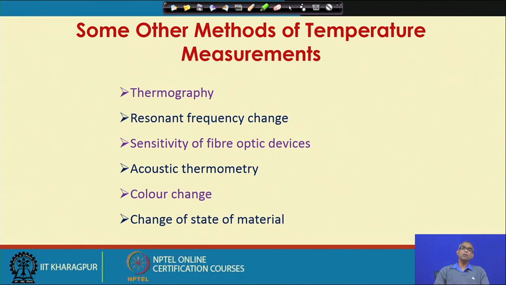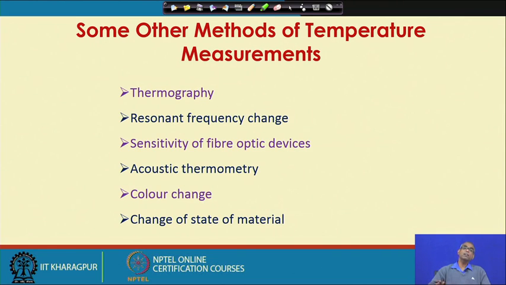So, change of state of material may be as simple as you make a cone, say take a metallic cone or take a ceramic cone. Take a metallic cone, you know the temperature at which it will start melting. So, you put the cone into the medium whose temperature you are measuring. When it starts melting, you know the temperature of the medium.